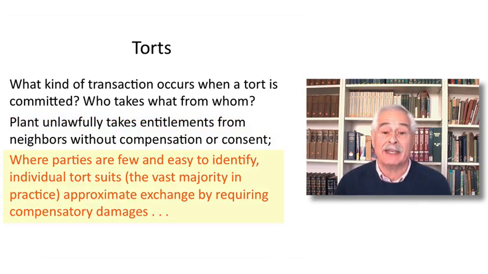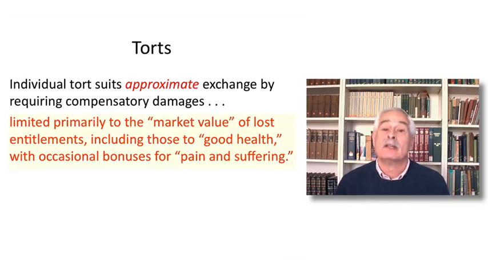Now, where the parties are few and easy to identify, that is, where there's only one cost imposer, and where, as in the Boomer case, the costs are imposed on one or a very small number of individuals, then individual tort suits are appropriate, and these are in fact the vast majority of tort suits in practice. And in these tort suits, as we've seen, the liability system attempts to approximate the results of exchange by requiring that cost imposers, once it's been adjudicated that they have in fact committed a tort against this particular plaintiff, pay compensatory damages that are limited to the market value of the lost entitlements, including the market value of such things as good health, with occasional bonuses, as we've said, for what the law calls pain and suffering. You'll notice here I've highlighted the word approximate in the sentence that individual tort suits approximate exchange by requiring compensatory damages.